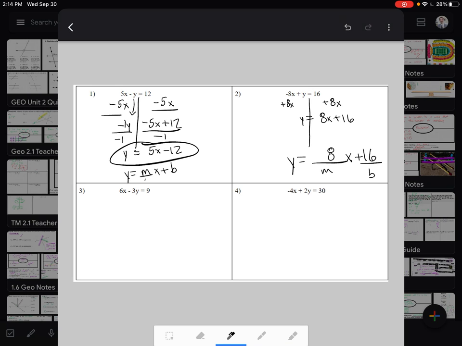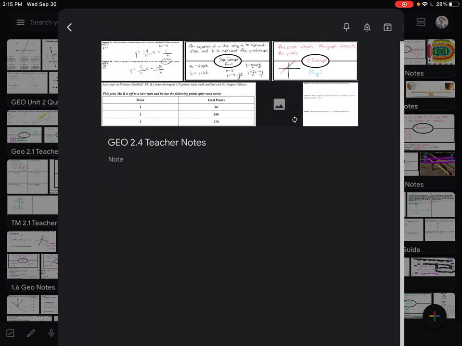So for the remainder of these, keep doing that same thing. Get that y equals mx plus b form. And that's going to help you out to basically solve and also to be able to graph these after.